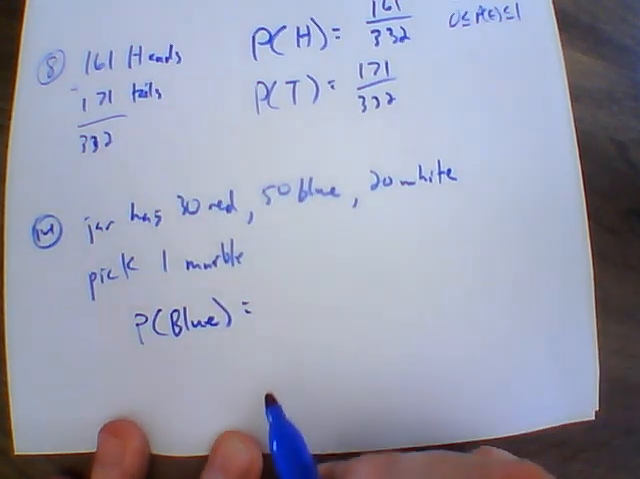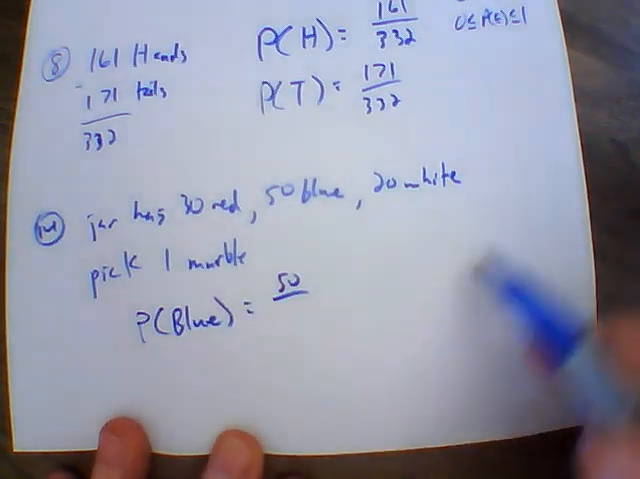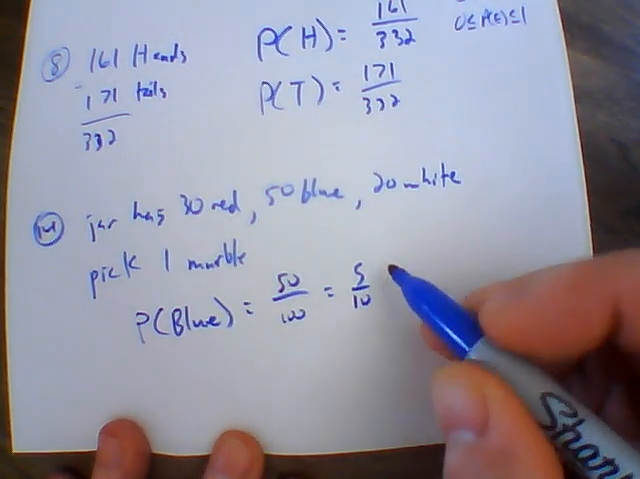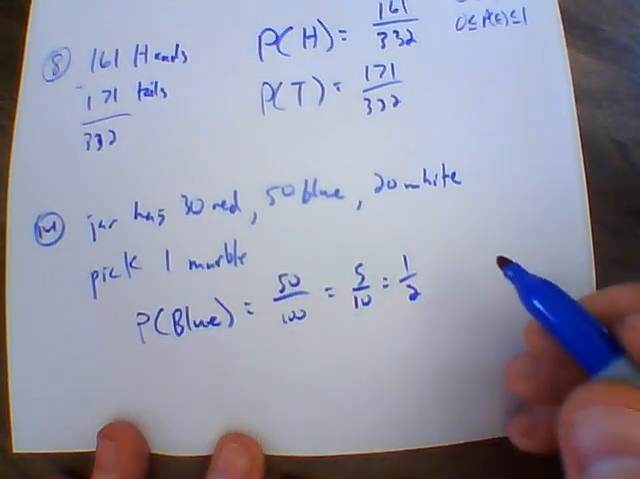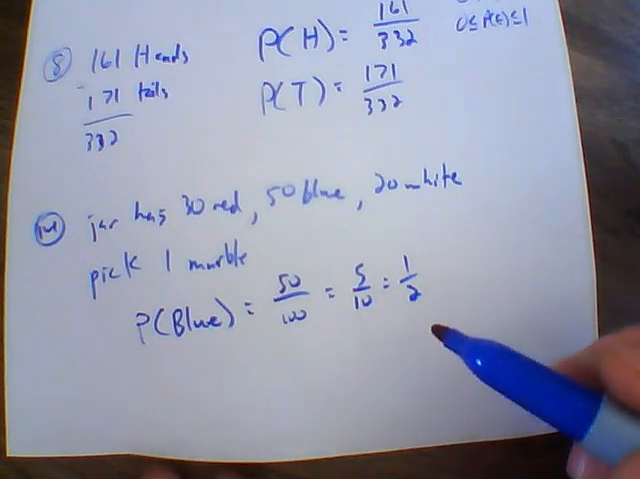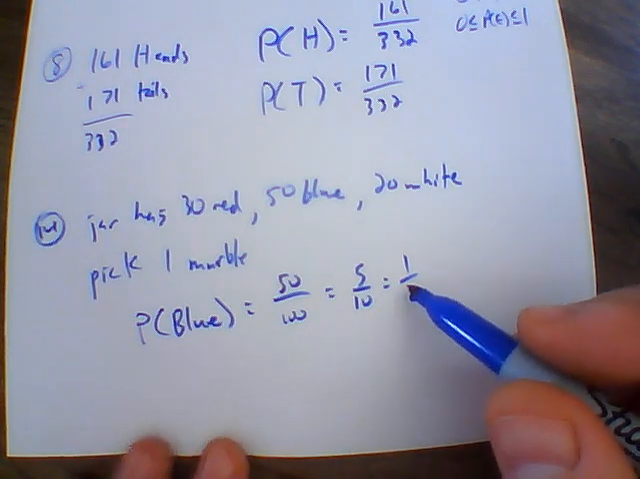If we look at the probability of blue, we have 50 blues in this jar out of a total of 100. So we see we have 5 over 10, which is 1/2 probability. So we have a 1/2 probability that we would pull out a blue marble.